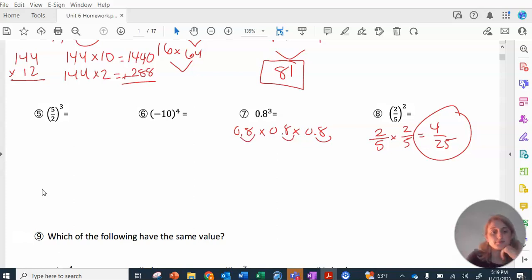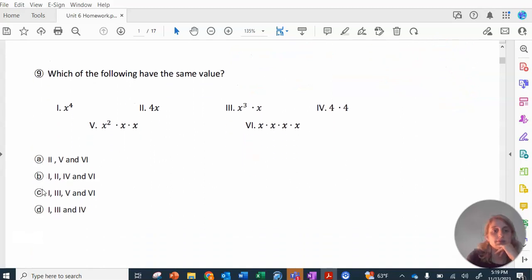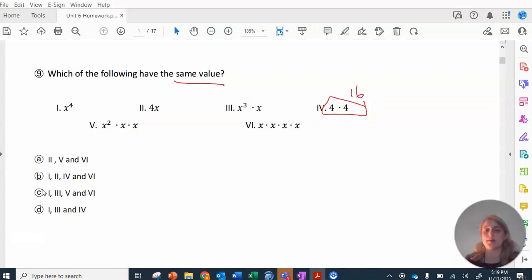Let's do this one with algebra, with letters. Okay, which have the same value? That means they're worth the same thing. So scanning these, I don't know what x is, which is okay. Oh, I do know that this is 16. I'm guessing that that does not have a whole lot to do with all my x's because it doesn't even have an x in it. So probably not that one.